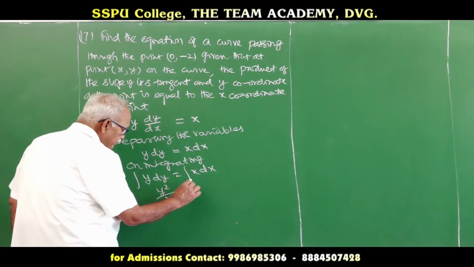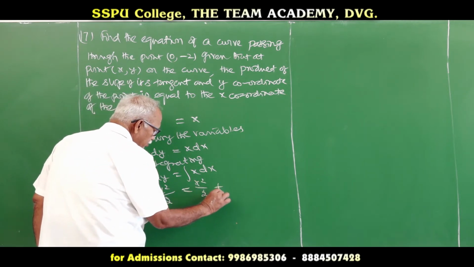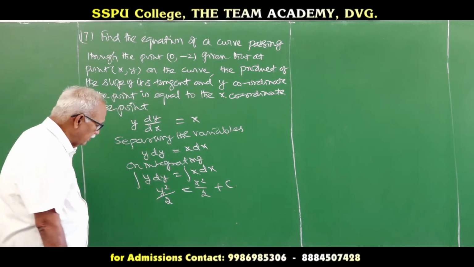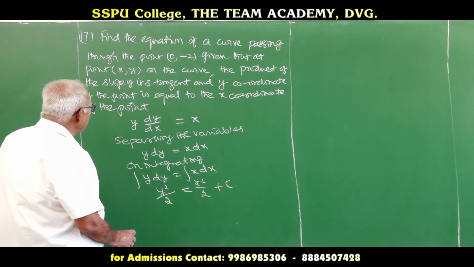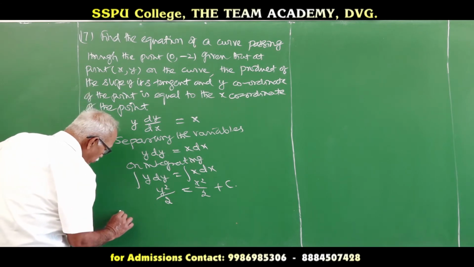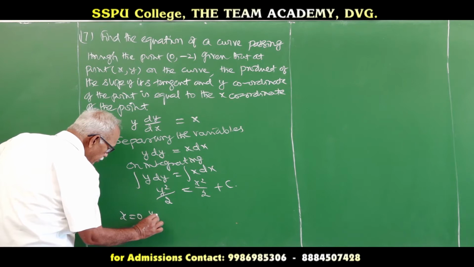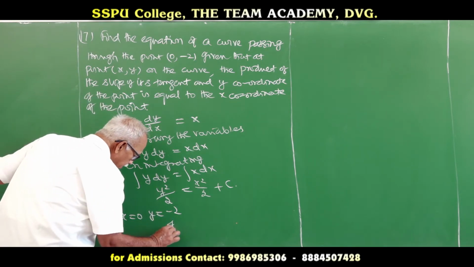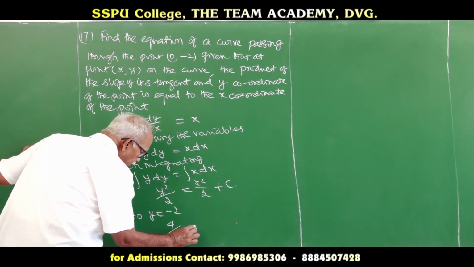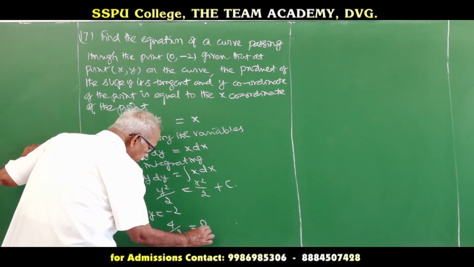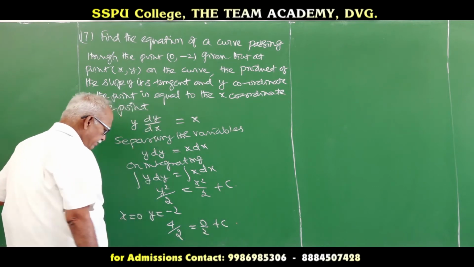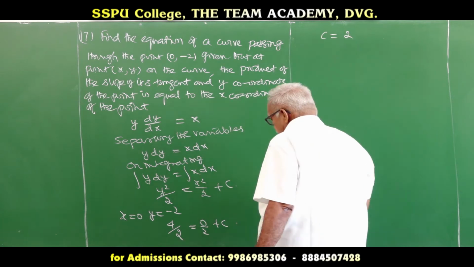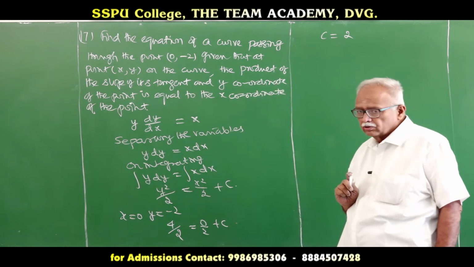Integration of x is x square by 2 plus c. So, this is the general solution. Now, for this the curve passes through (0, 2), so x is equal to 0, y is equal to minus 2. Putting that in, y square by 2 is equal to 0 plus c. Now, we get c is equal to 2.